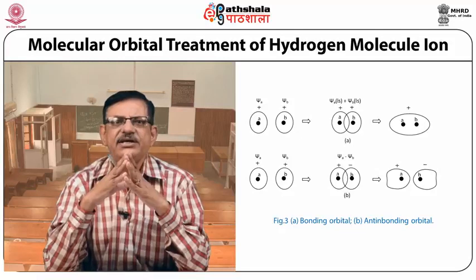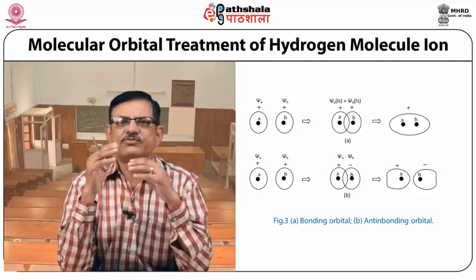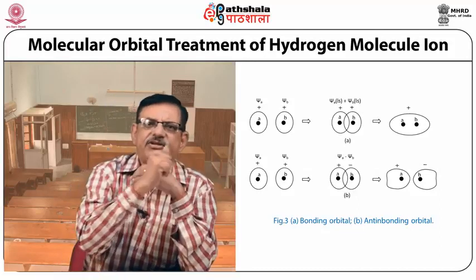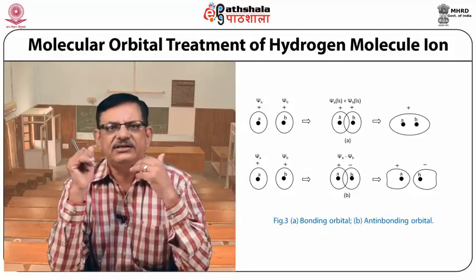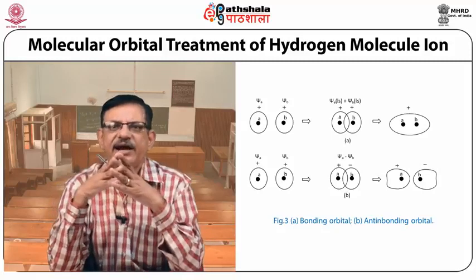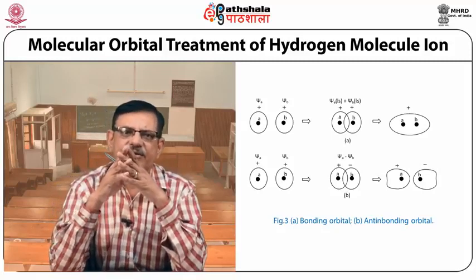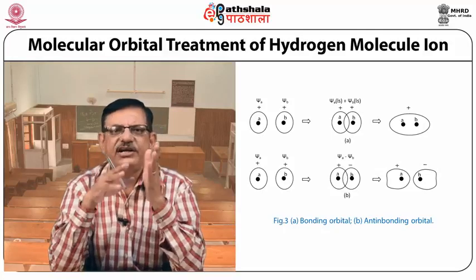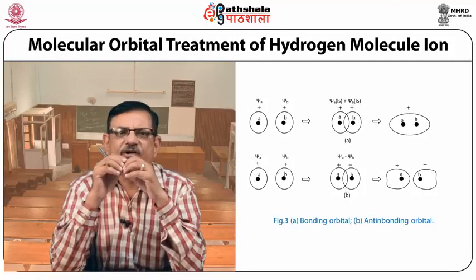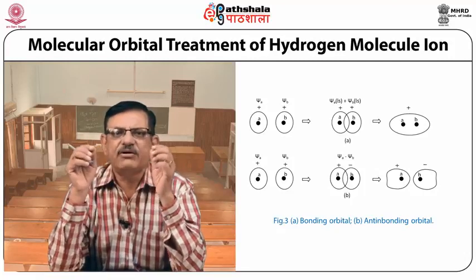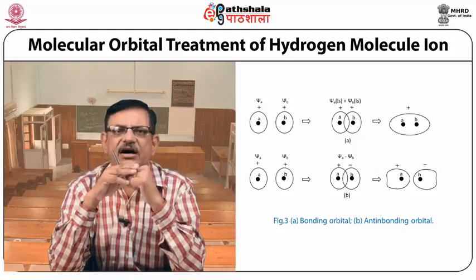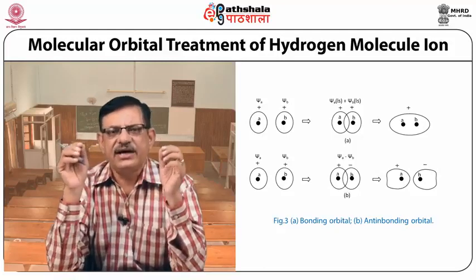The other possibility, psi 2, corresponds to the situation where there is a depletion of charge between the two nuclei and a larger nuclear repulsion that results in an anti-bonding orbital. Figure 3 depicts the formation of bonding and anti-bonding orbitals from two 1s atomic orbitals. Both these orbitals are symmetrical about the internuclear axis.